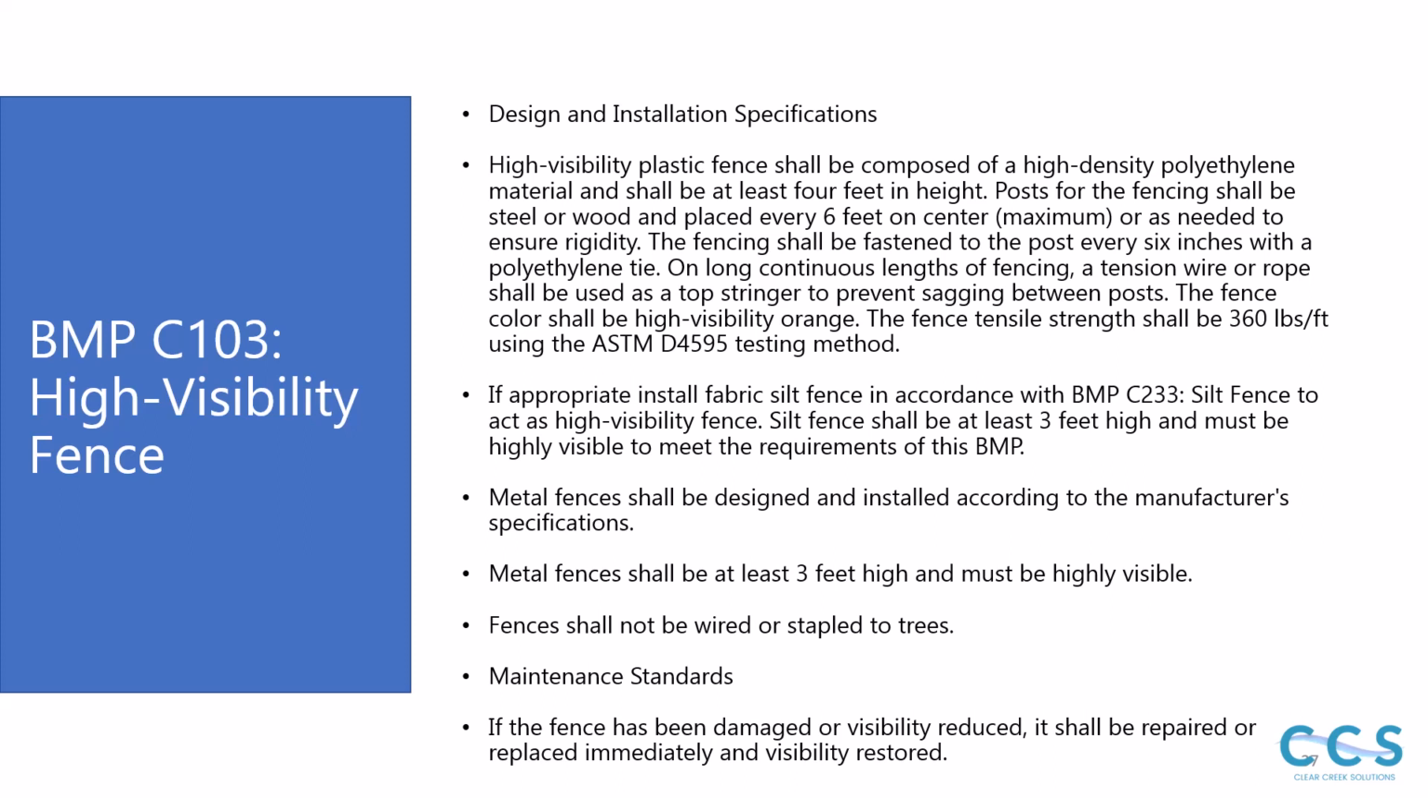If appropriate, install fabric silt fence in accordance with BMP C233, silt fence, to act as high visibility fence. Silt fence shall be at least 3 feet high and must be highly visible to meet the requirements of this BMP. Metal fences shall be designed and installed according to the manufacturer's specifications. Metal fences shall be at least 3 feet high and must also be highly visible. Fences shall not be wired or stapled to trees, and this includes some of the maintenance standards here. If the fence has been damaged or visibility reduced, it shall be repaired or replaced immediately and visibility restored.